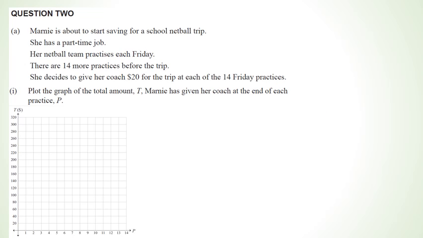Okay, so question number 2 here. We've got Mani's working, got a part-time job. She decides to give her coach $20 for a trip at each of the 14 Friday practices. Plot the graph of the total amount she has given her coach at the end of each practice. All right, so that means first one, she's going to be at 20. All right, and it just basically just keeps going up in 20.